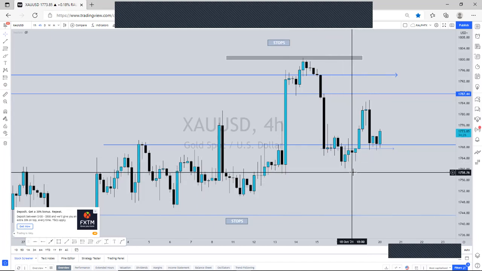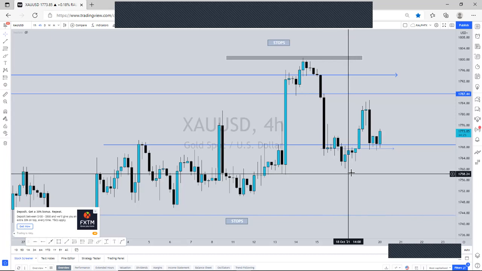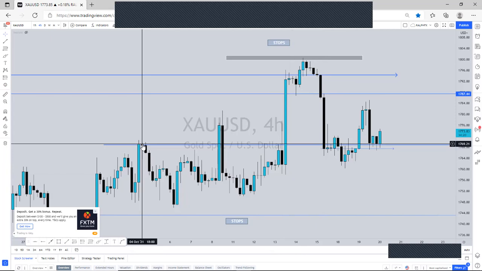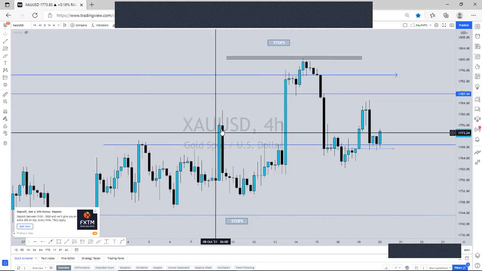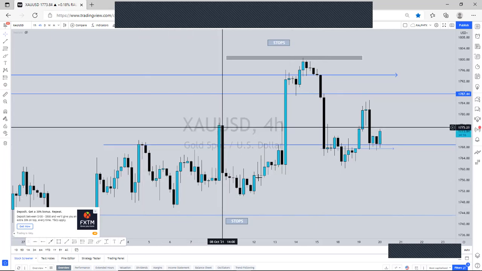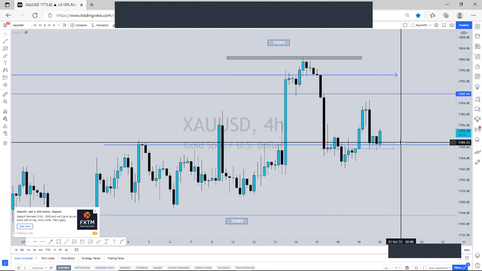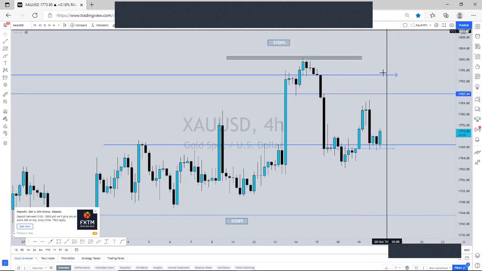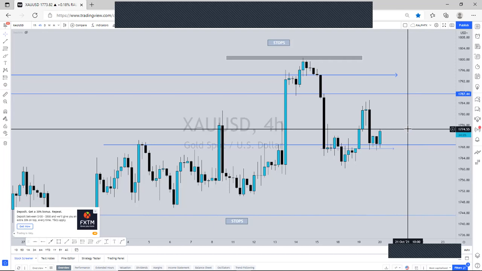We didn't get a break of this level. This level was not breached. So what this is telling me is that the short orders from here have been mitigated. And now we might start to see a push to the upside, 1767, 1800, and so forth.